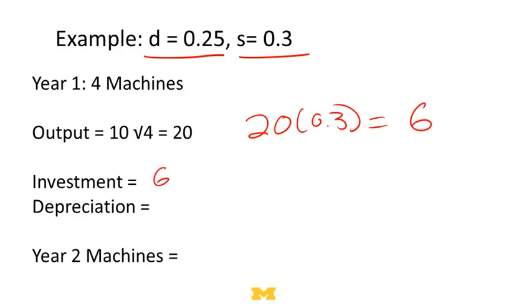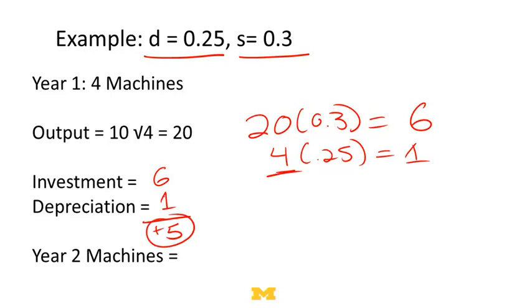How much depreciation is there? Well, depreciation is on the old machines. So there were 4 machines in the past. 25%, or a fourth, of those get worn out. So that means depreciation is 1. We subtract those two, and that means we're going to get a net of plus 5 machines. We're going to invest in 6 new ones, we lose 1 to depreciation, so that gives us 5. We started out with 4 machines, so that means in year 2 we've got 9 machines.